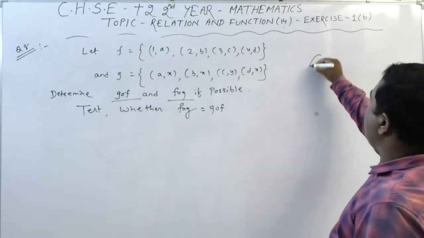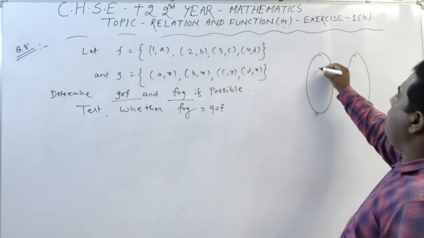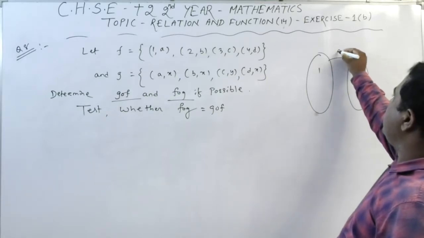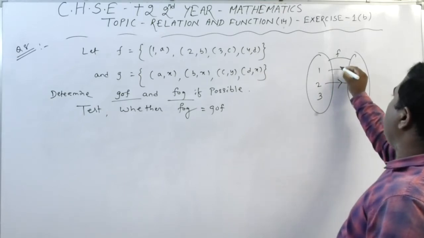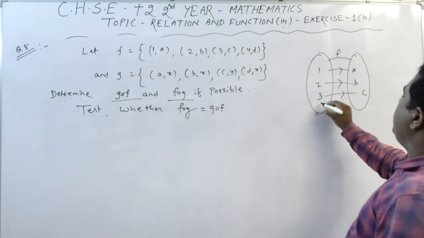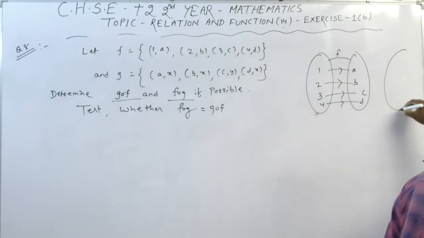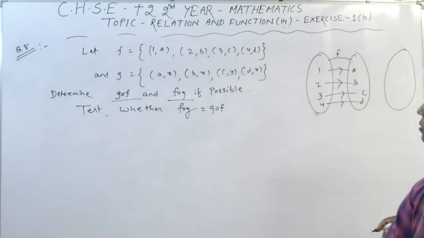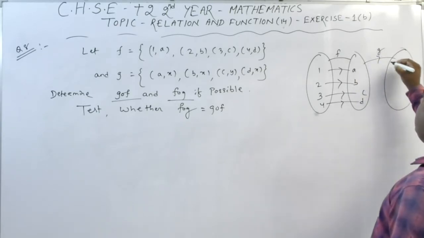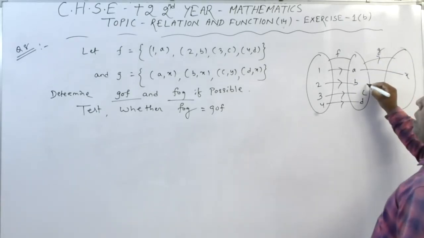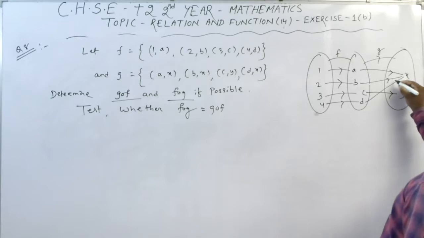If I make a picture, you see f is the function converting 1 to a, 2 to b, 3 to c, and 4 to d. And what does g do? G is applied on the elements a, b, c, d, and it converts a to x, b to x, c to y, and d to x. So this is the conversion.